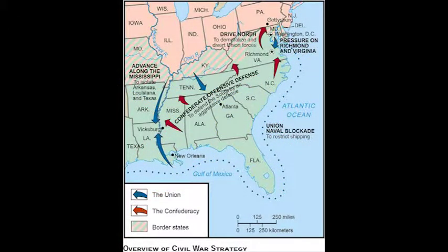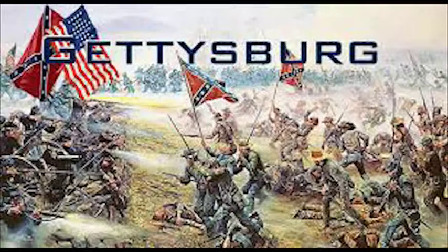At this point, the Confederates started dominating the war. The majority of the battles were fought in the southern states. It was like their home turf. They had the advantage of knowing the land. The South continued their victory reign up until the Battle of Gettysburg.